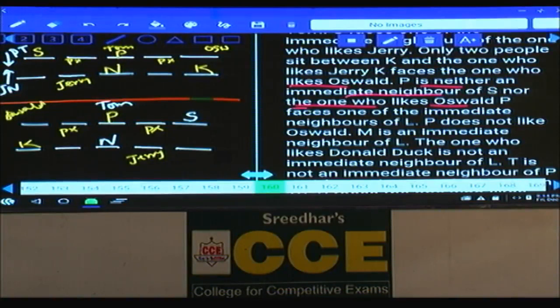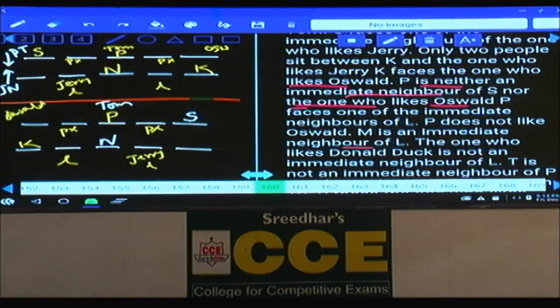And P faces one of the immediate neighbors of L. As P faces one of the immediate neighbors of L, L can be here or here. Now in this case also, L can be here or here. P does not like Oswald. Then M is an immediate neighbor of L.